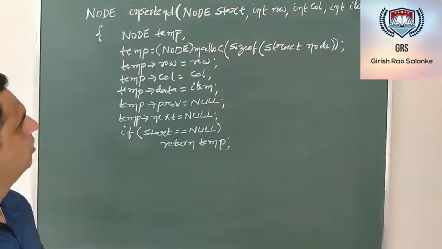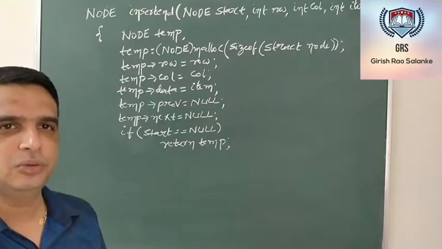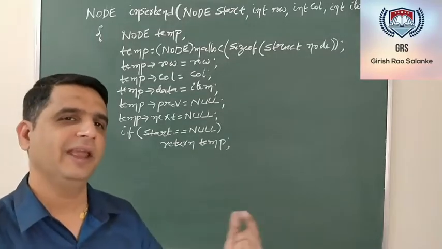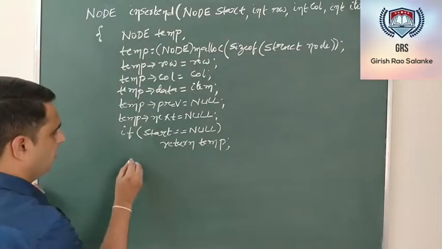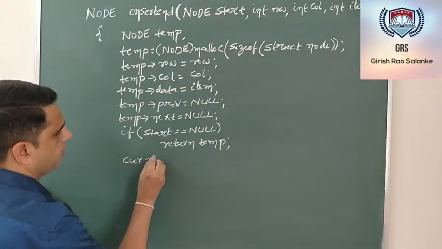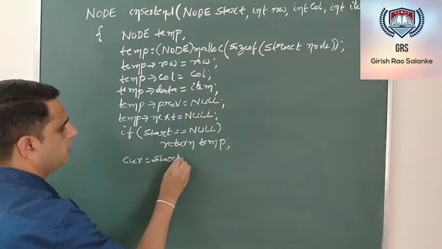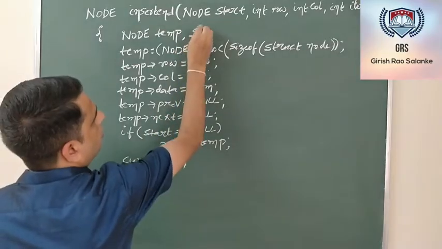Now if this is not so, what is our objective? Our objective is to add a new node at the end of the list. We know the address of the first node. So what we will do? We will take a variable by name current, and make it hold the address of the first node.